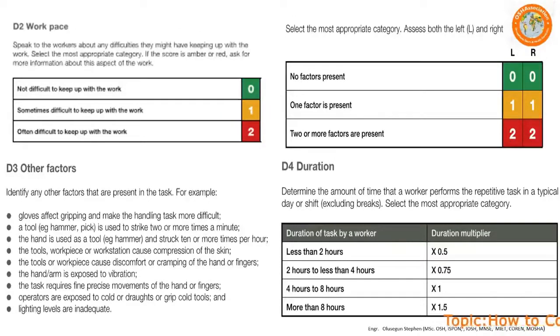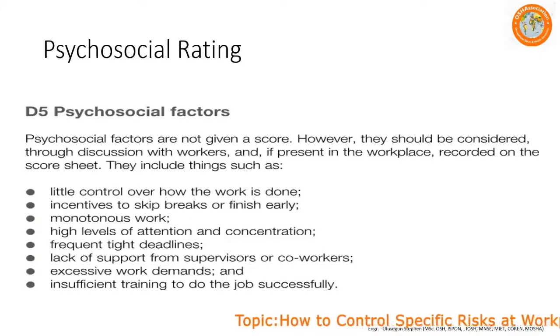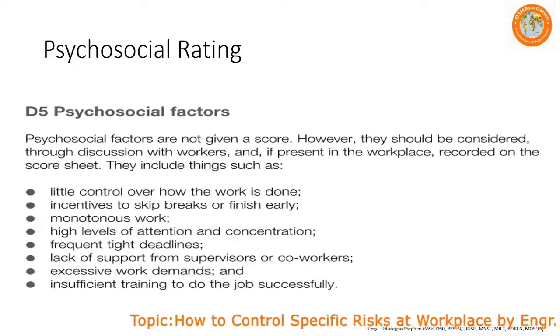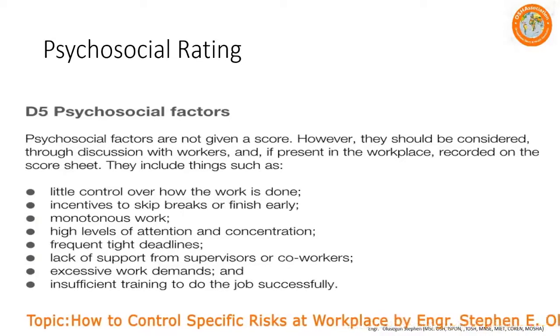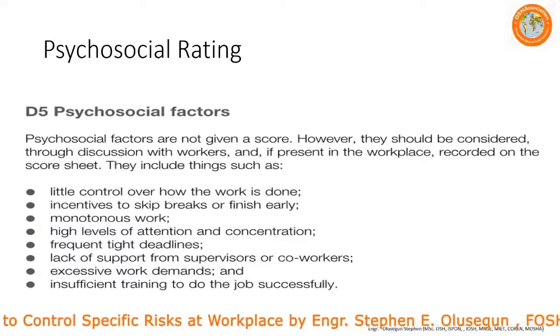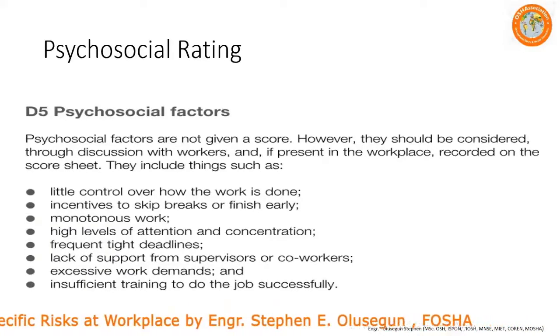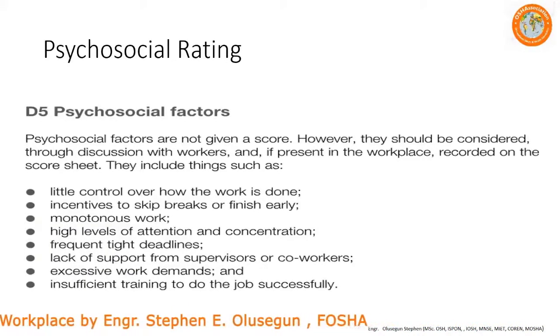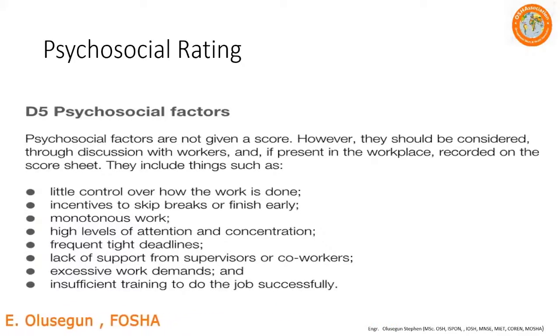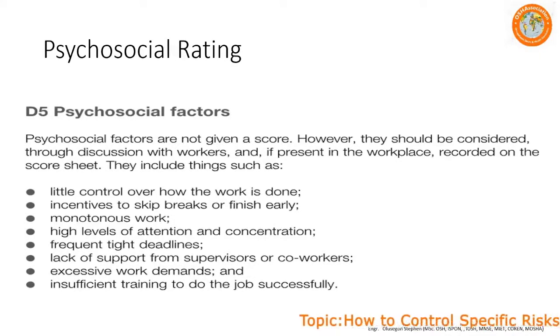When you are doing certain works, let me go into some of the technical aspects of it. So we also see that there could be some psychosocial rating of what we call MSDs. Psychosocial factors are not given a score. However, they should be considered through discussion with workers. And if present in the workplace, recorded in the score sheet, they could include some of the following: little control over how the work is done. Do you have control over how you do your work? Incentive to skip breaks or finish early.